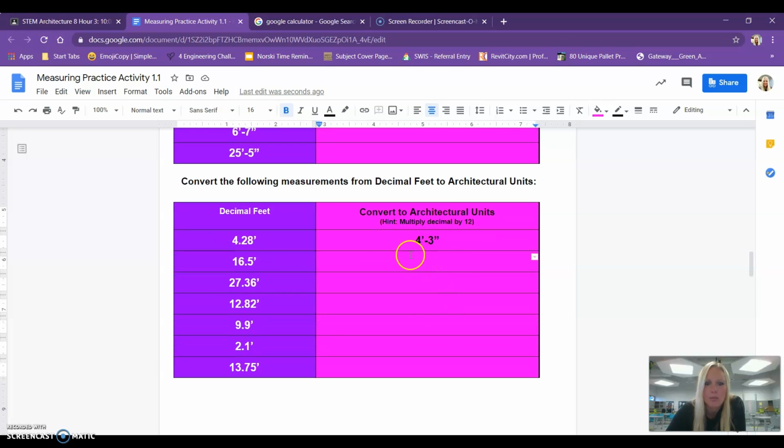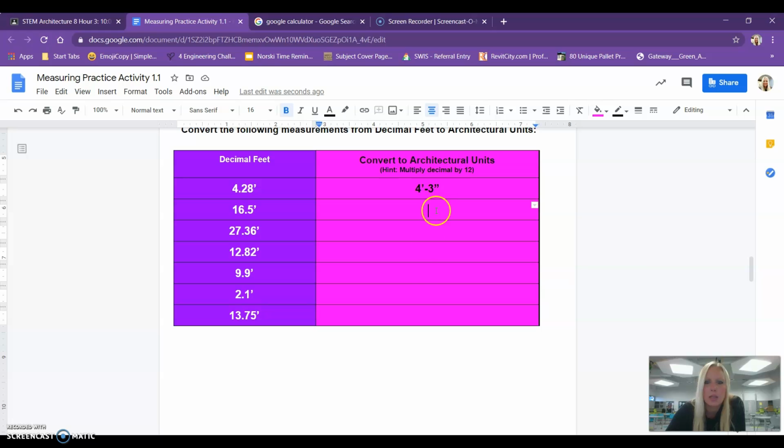Okay? And you'll keep going down. So again, 16 would say 16 feet dash, and you take 0.5 times 12, and you get the inches.